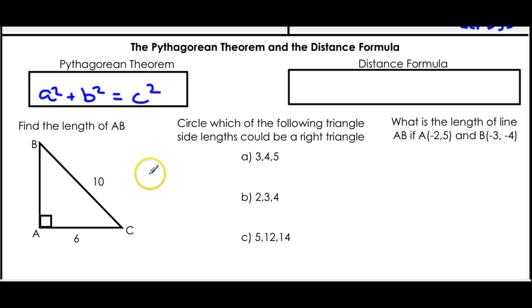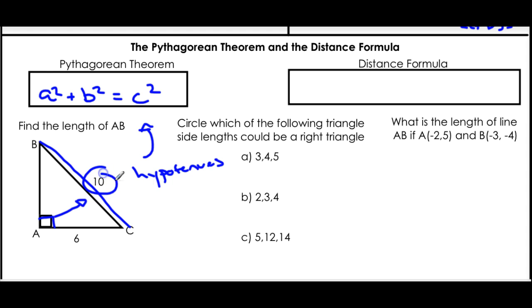How do we use the Pythagorean theorem? Well, the only thing you have to know is that the hypotenuse is always c. That is the hypotenuse. How do you know which side is the hypotenuse? It is across from the 90-degree angle. So this is our 90-degree angle. So the hypotenuse is the longest side. Across the 90-degree, that would be 10. So in this case, if we were plugging in, it'd be 6 squared plus b squared equals 10 squared, because 10 is our c.